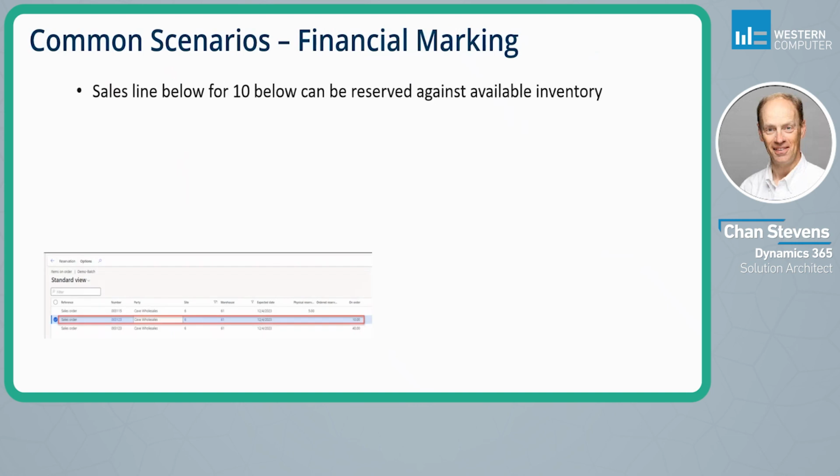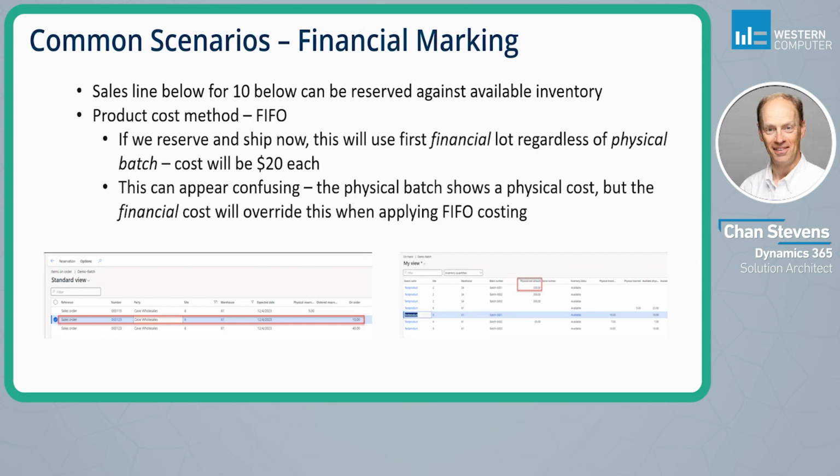So now let's look at financial marking and that option. The sales order line below is for 10 pieces. That's going to be the next order we're going to try to process in this scenario. So I can reserve this against available inventory, or I can use marking, which does both a reservation and selects a financial lot and the cost that will be associated with a sales order.